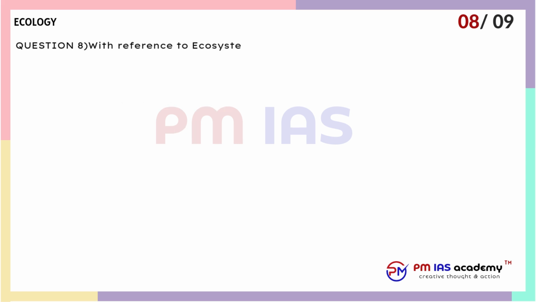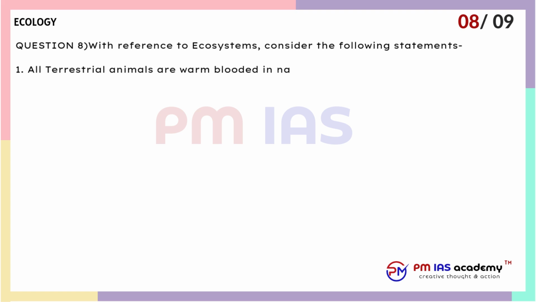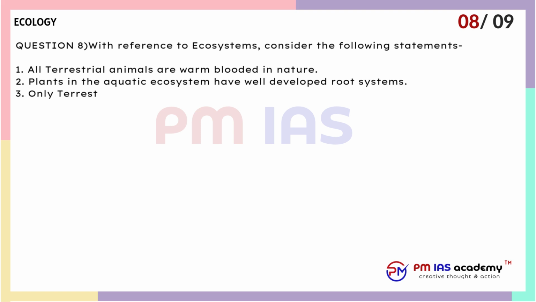Question 8. With reference to ecosystems, consider the following statements. 1. All terrestrial animals are warm-blooded in nature. 2. Plants in the aquatic ecosystem have well-developed root systems. 3. Only terrestrial animals breathe through their lungs. Which of the statements given above are incorrect?